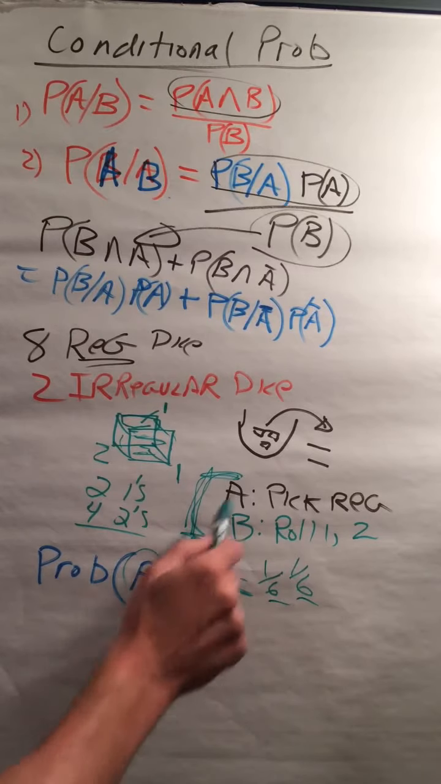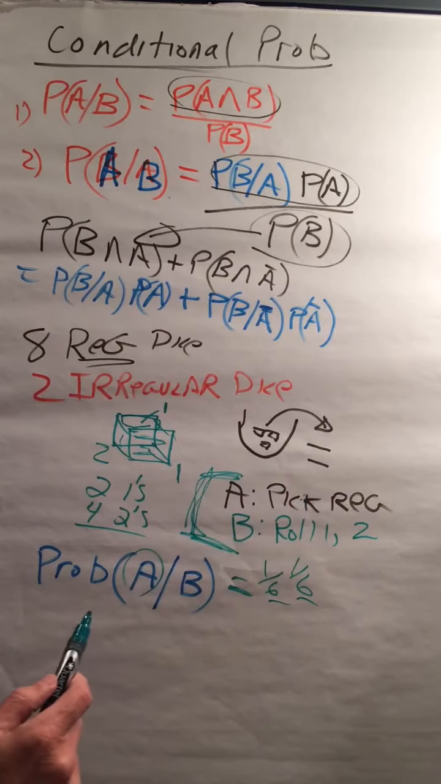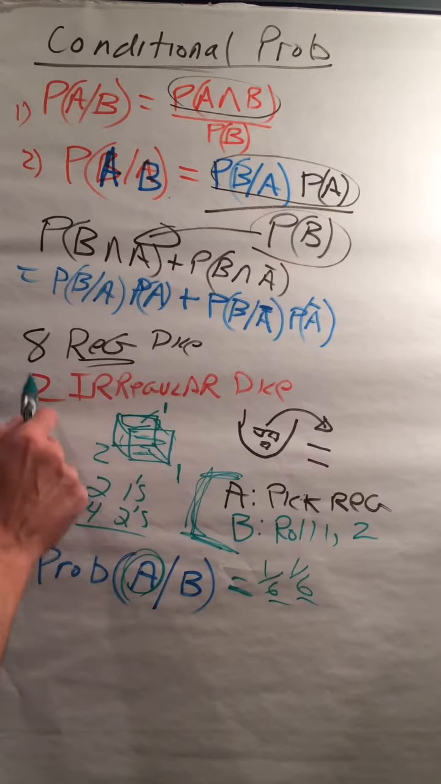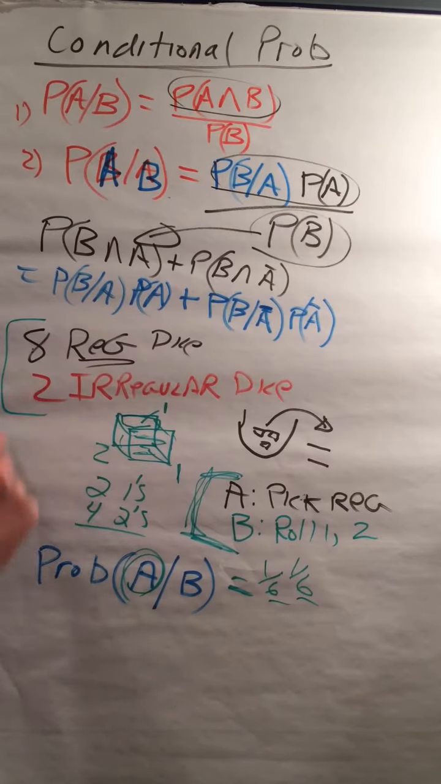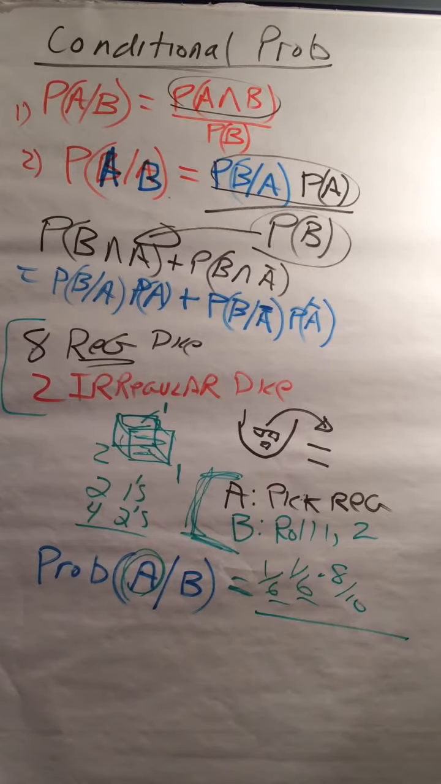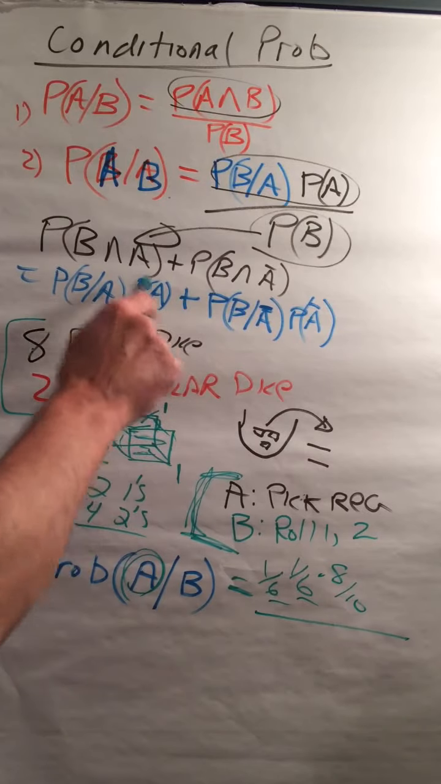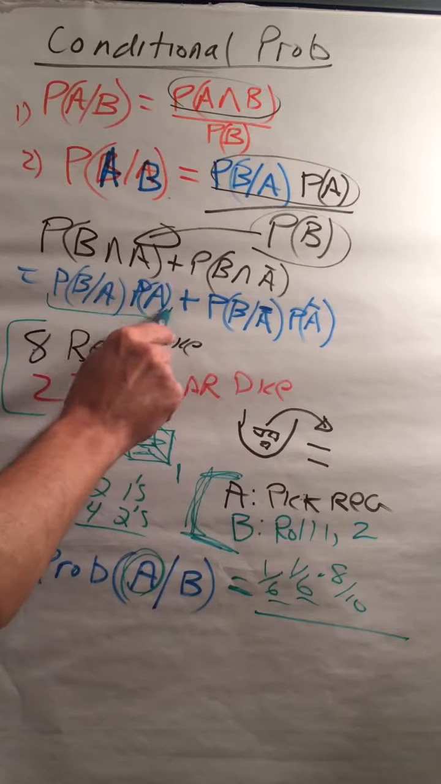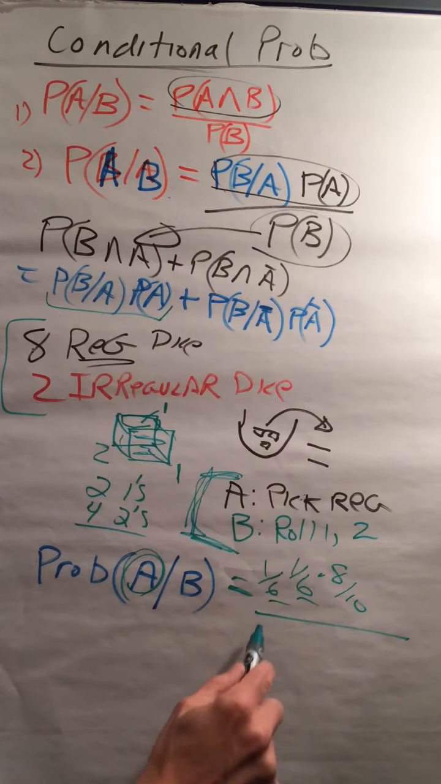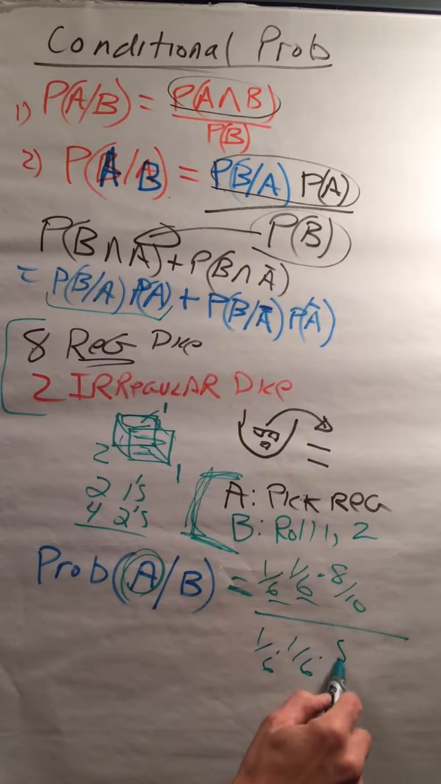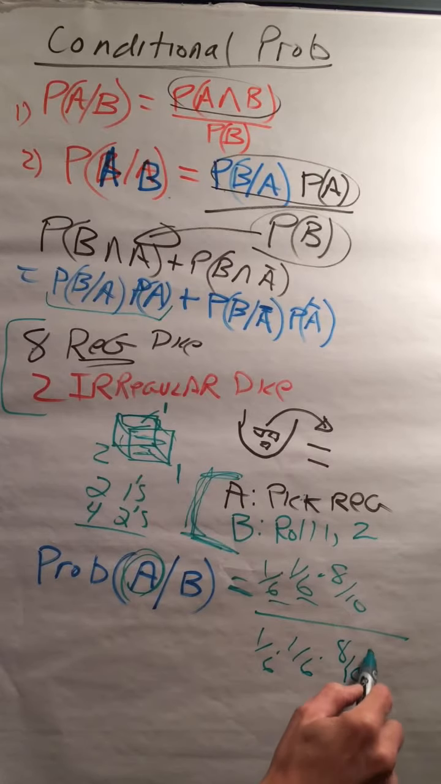This is given that we have a regular die. So what's the probability of A with getting a regular die? And that's 8 out of 10. Divided by, and on the bottom, it's where we have the total law of probability. This portion here on the bottom is the same as the top. So that would be 1/6 times 1/6 times 8 out of 10 plus.